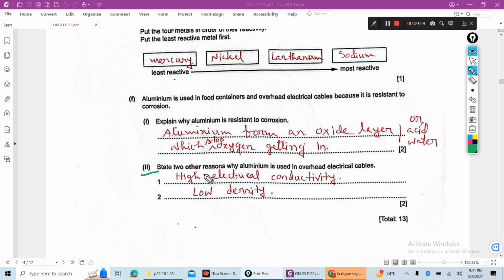Now state 2 other reasons why aluminum is used in overhead electrical cables. It has high electrical conductivity, so that's why it is used. And it has low density.